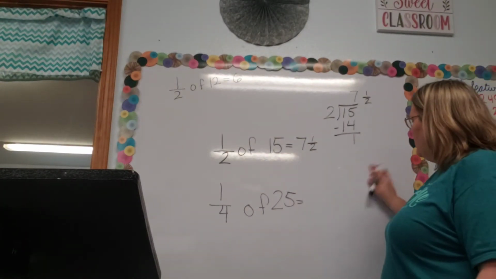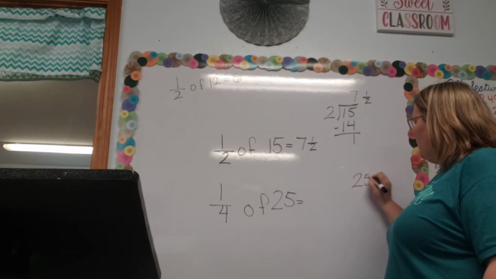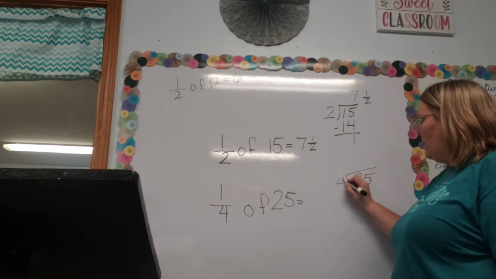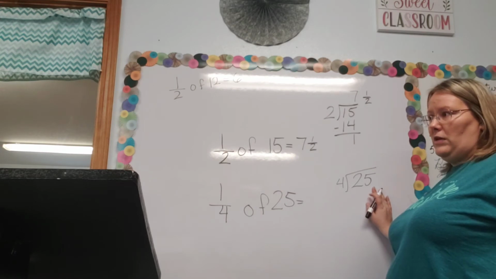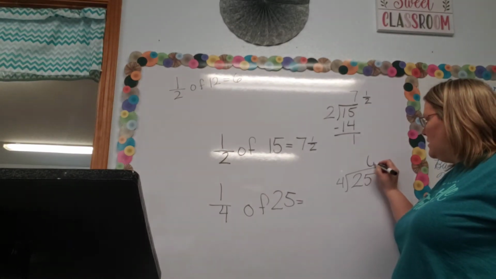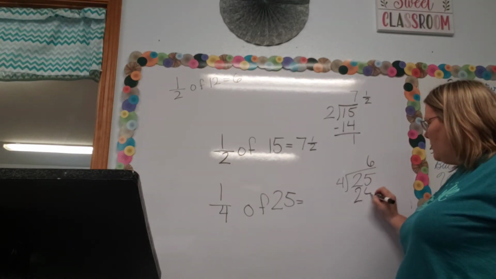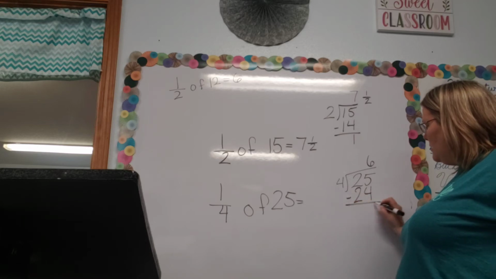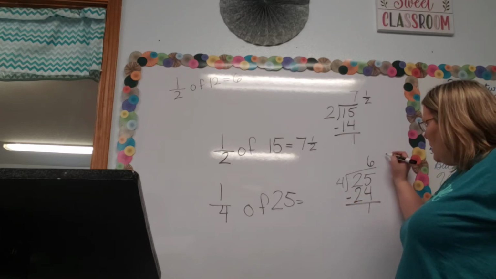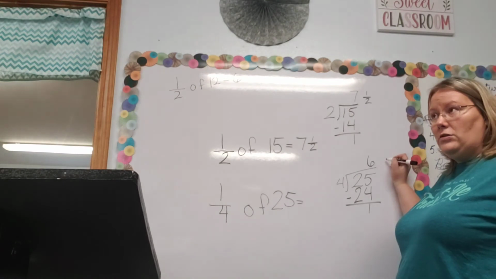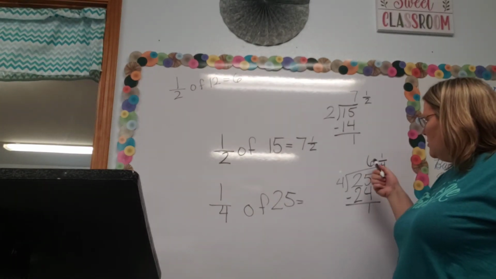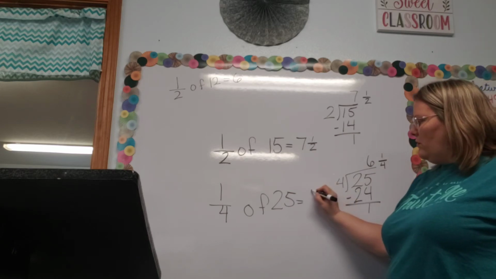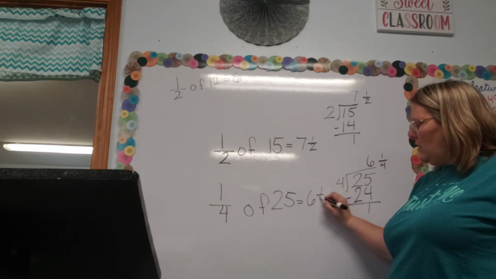So we're going to divide 25 divided by 4. Well, 4 goes into 25 how many times? 4 times 5 is 20. 4 times 6 is 24. So I subtract, and then I want to write my remainder as a fraction. Like I said, it'll tell you when to do that. So it'll be 6 1/4. So 1/4 of 25 is 6 1/4.